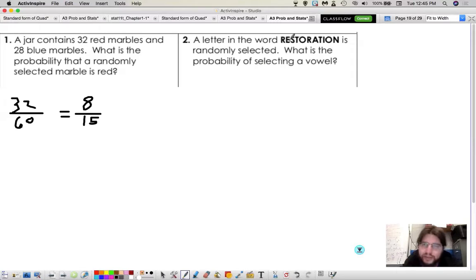A letter in the word restoration is randomly selected. What is the probability of selecting a vowel? Well, there's 1, 2, 3, 4, 5, 6, 7, 8, 9, 10, 11 letters. How many of those are vowels? 1, 2, 3, 4, 5. That's probability. That's it.